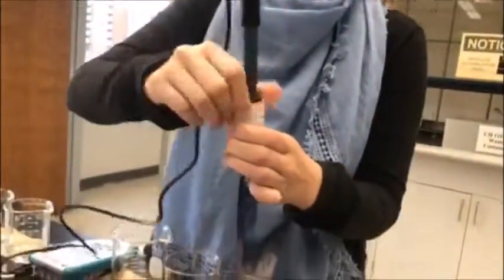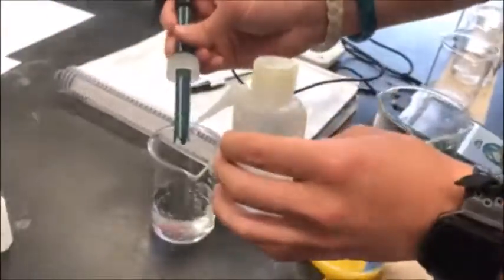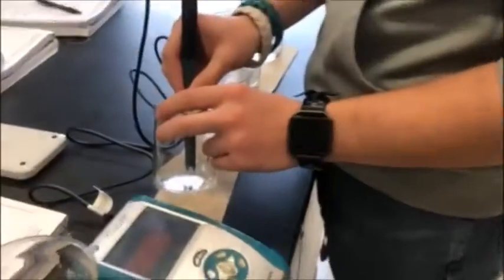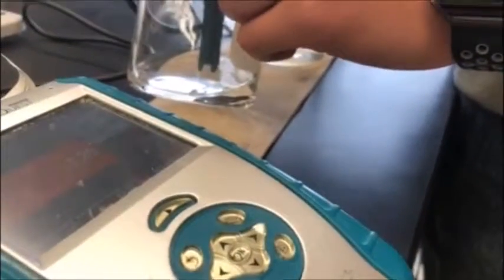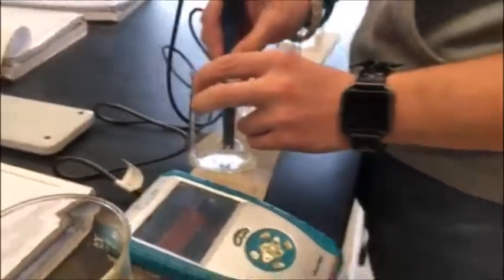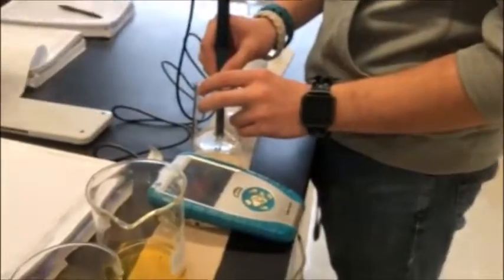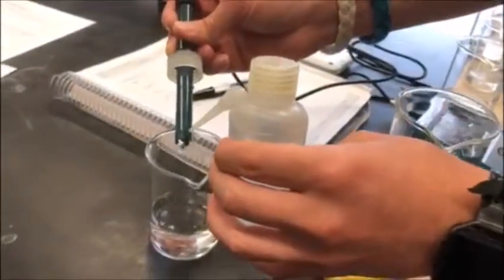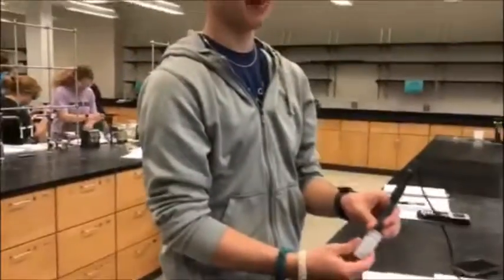To prep the third solution, once again prep the pH meter by twisting off the cap and rinsing the orb with distilled water. Then fully submerge the orb into the solution, in this case hydrochloric acid, and wait for the readout from the pH meter to stabilize. Once it has, record this value 0.88 into your lab notebook. Then rinse the meter with distilled water and store the meter until you are ready to test the next solution.